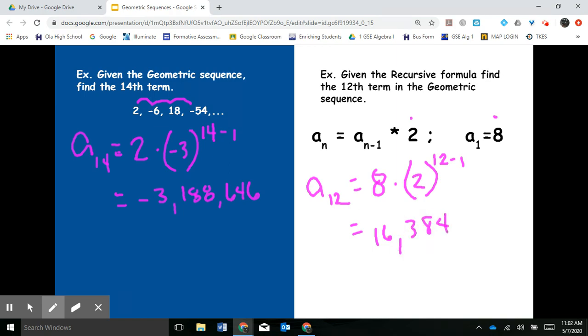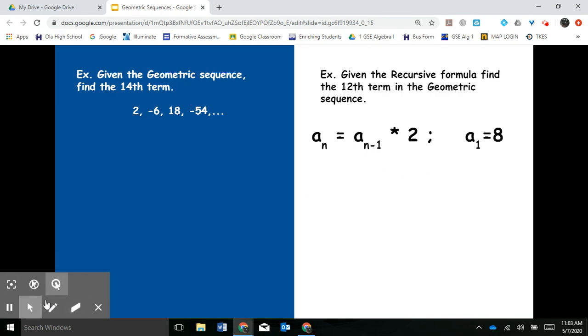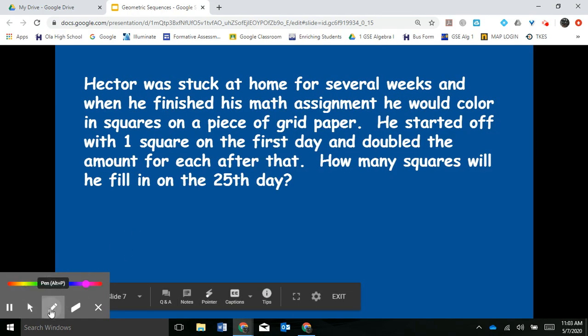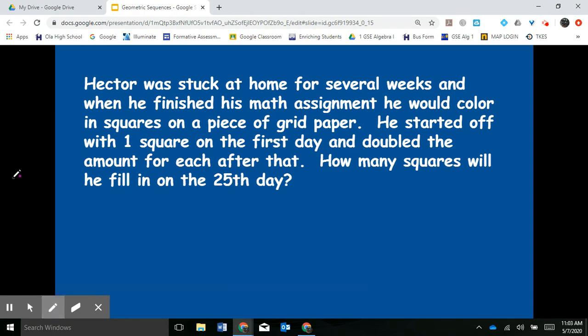Okay, so again, all we're doing is using the formula to find a certain term number in the sequence. If we started off at 8 and we multiplied by 2 and kept multiplying by 2, the 12th term would be 16,384. So then the last thing we'll do is a word problem, which is doing the exact same thing we've done 3 times in a row, but it's just taking the information from the word problem.